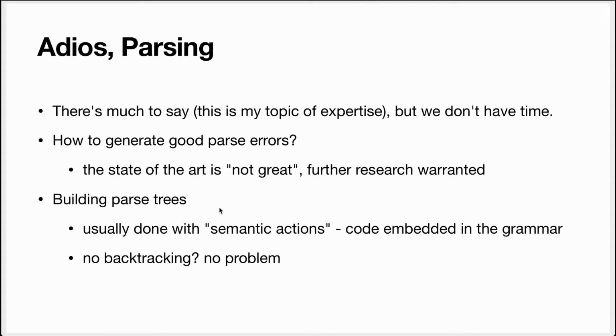Another area we didn't talk much about is how to effectively build parse trees in all these algorithms that we've seen. So this is usually done with semantic actions, and basically what that means is that you just insert code into the grammar to be run at certain points. If your algorithm does not backtrack, this is very easy, because you never have to undo the code that you have run. If you can backtrack, on the other hand, this is a very interesting problem, but we don't have the time. If you want to know more about it, you can always ask me.